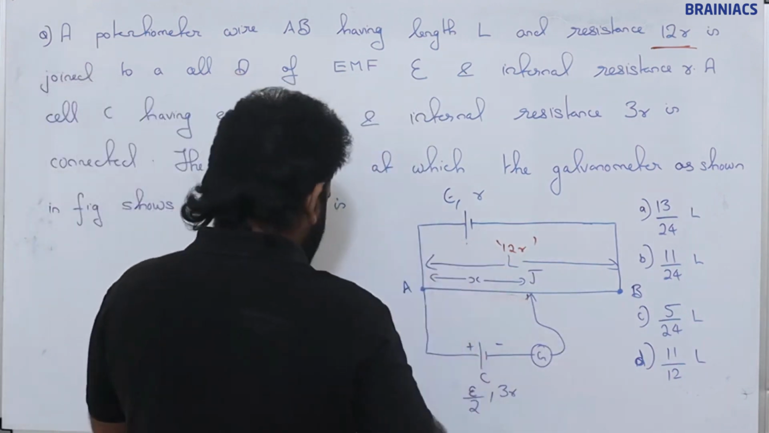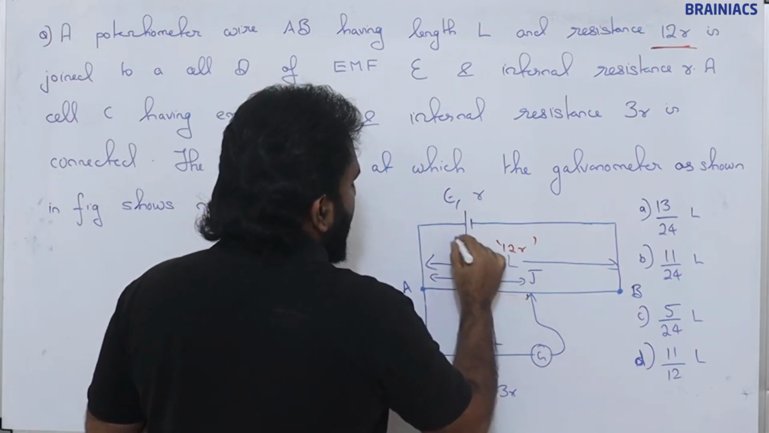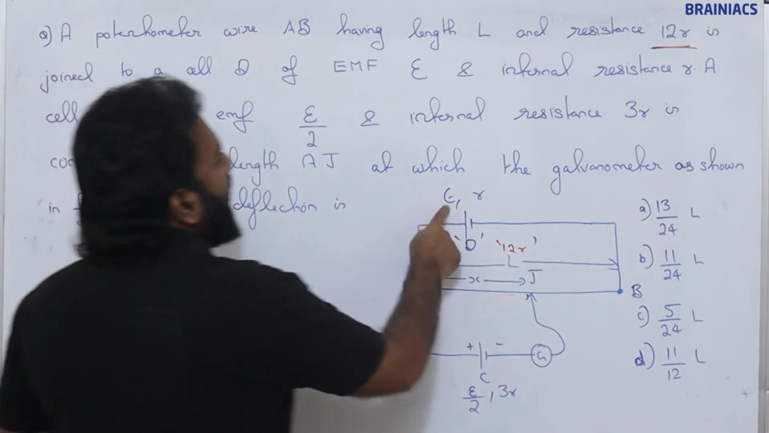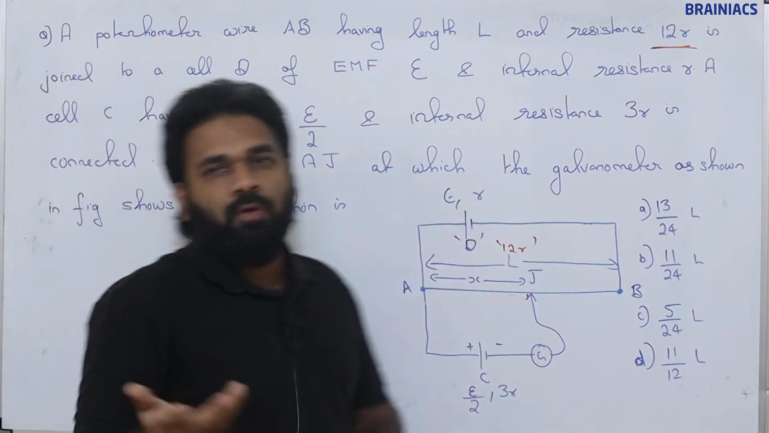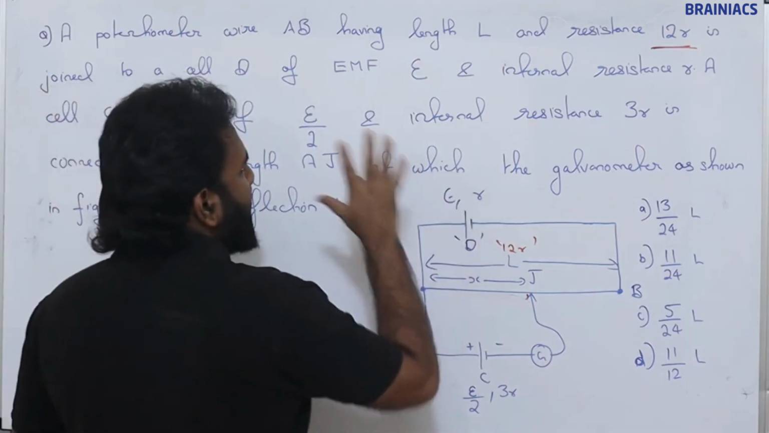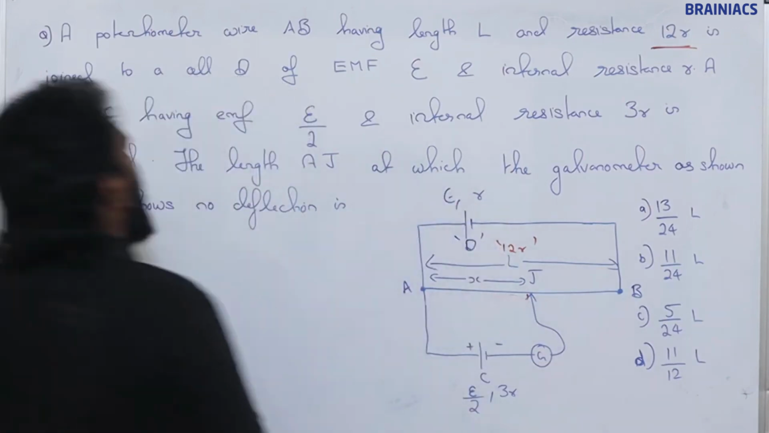This is what is D. Okay, this is also given in the question, D. This figure is given in the question. D of EMF E and internal resistance R. So this is the driving cell. We know the basic circuit of a potentiometer. So this is the driving cell, its EMF is E, internal resistance is R.